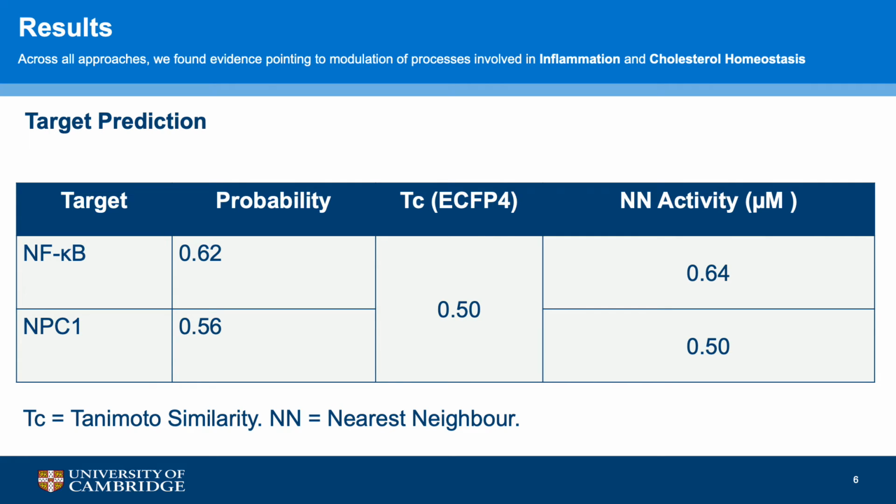We also found that the nearest neighbor in the machine learning models in the training set had a Tanimoto similarity based on ECFP4 fingerprints of 0.5, and structurally these compounds look very similar. And we found that this nearest neighbor had very good activity against the two highest predicted targets, so this gives some confidence to our results as well.